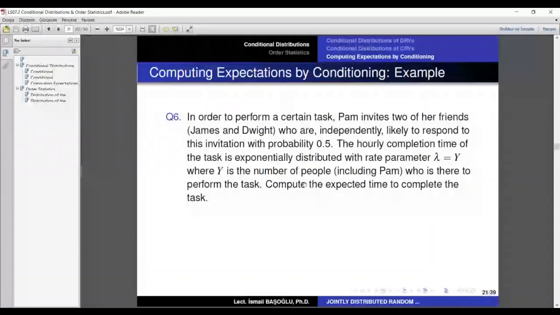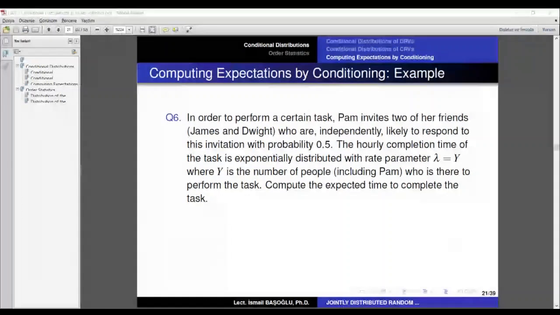Okay, in this last hour for today, we are going to solve a few questions related to conditional expectation. This first question, though it seems a little hard, is a very basic question for us to understand how we can calculate conditional expectations, or how we can calculate expectations by conditioning.